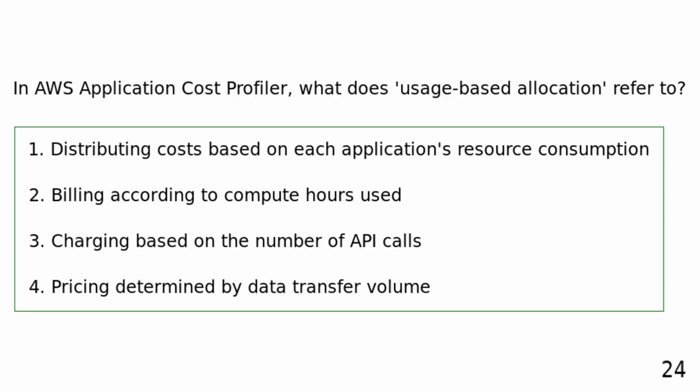In AWS Application Cost Profiler, what does usage-based allocation refer to? Distributing costs based on each application's resource consumption. Billing according to compute hours used. Charging based on the number of API calls. Pricing determined by data transfer volume.